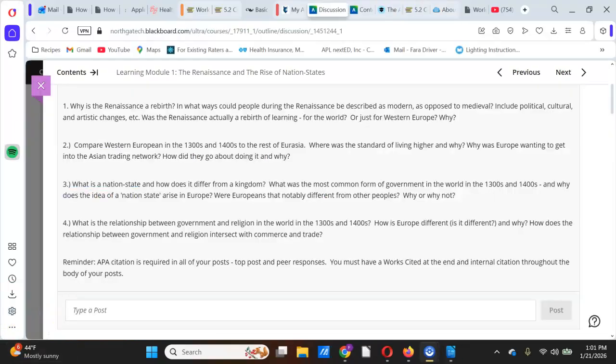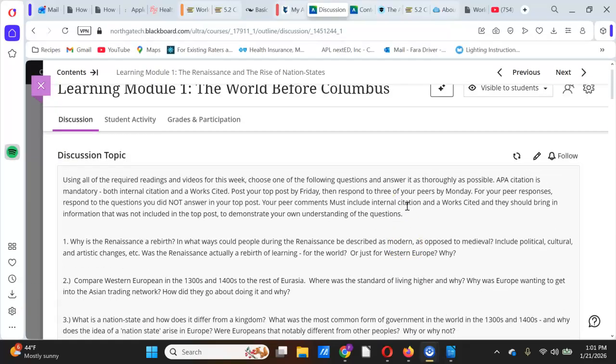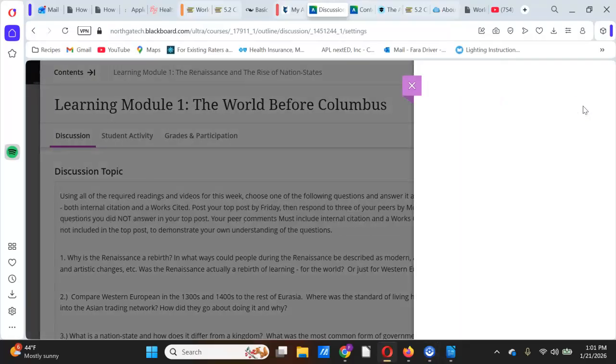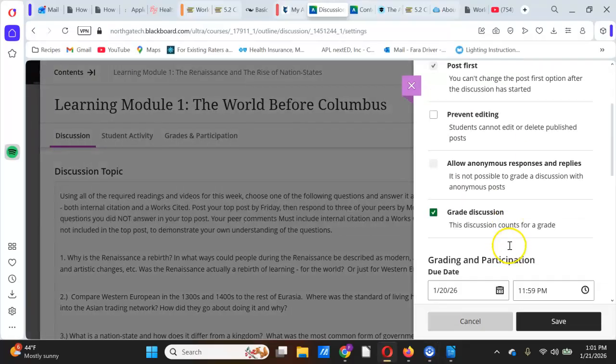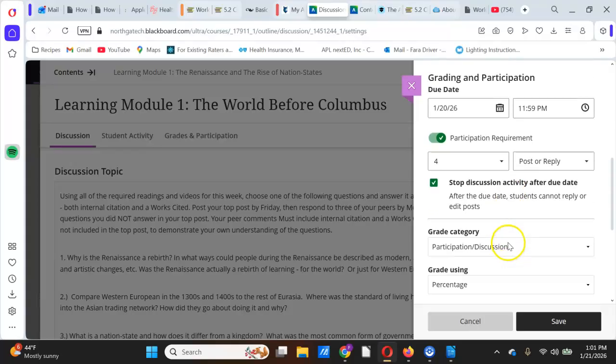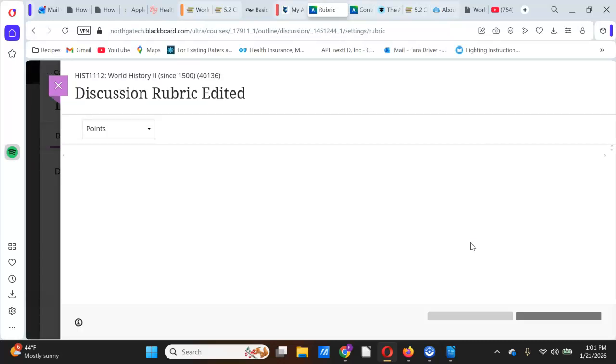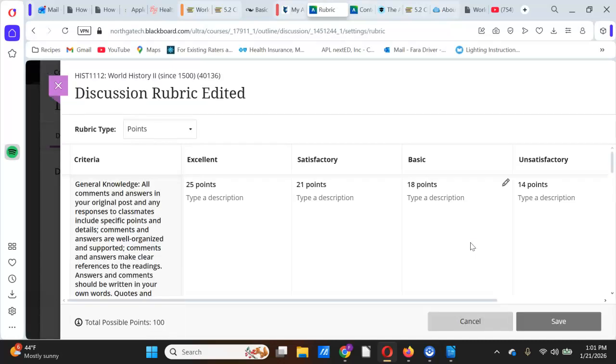Okay, and with that in mind, I want to kind of go over the discussion questions themselves and talk about them. And again, how I grade. First off, let's go to how I grade, because this is going to be important for all of you. I want to go down to our, there you are, discussion rubric. Okay, so here's the discussion rubric.